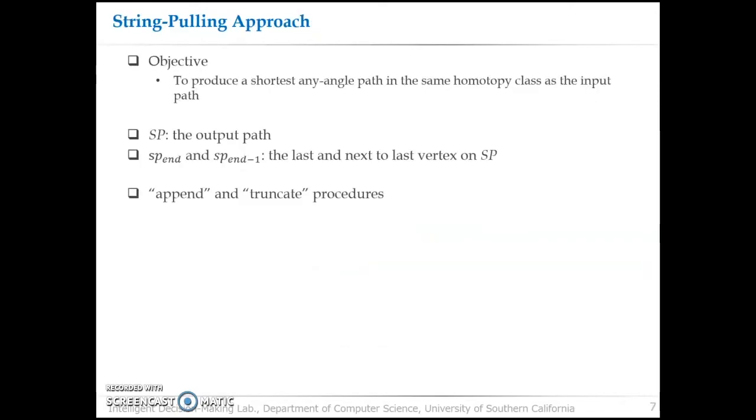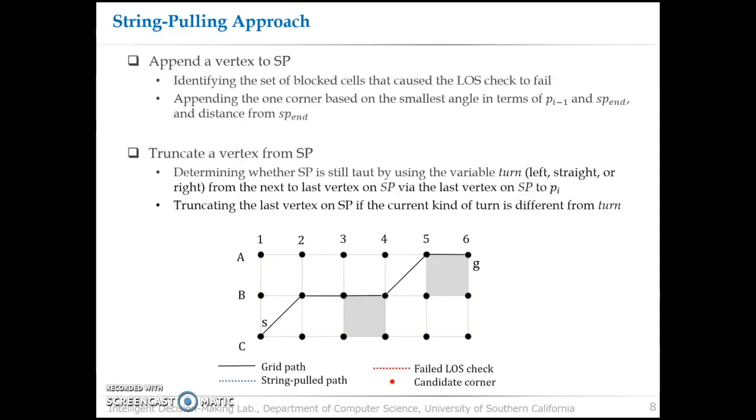So the objective of our string pulling algorithm is to produce the shortest any-angle path in the same homotopy class as the input path. We denote the output path as SP, and we define SP[end] and SP[end-1] as the last and next-to-last vertex on SP. During each iteration, it either appends a vertex to SP or truncates SP by removing the last vertex on it.